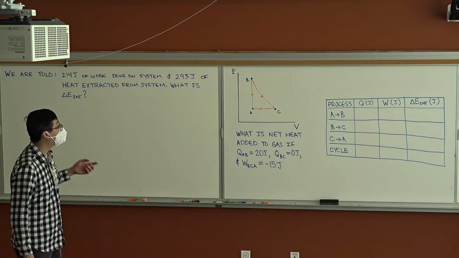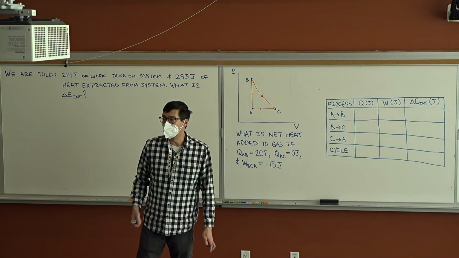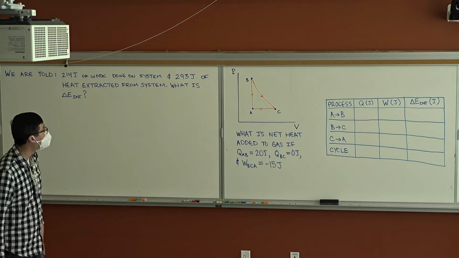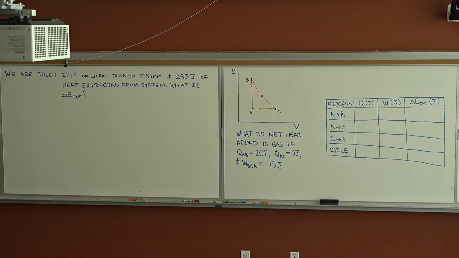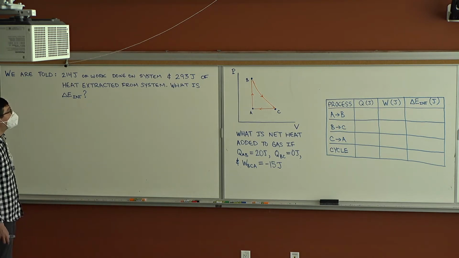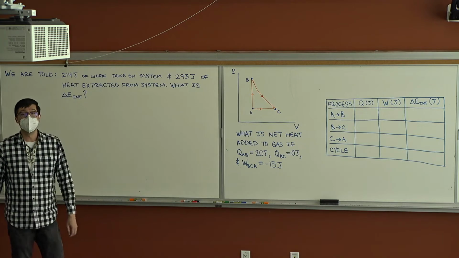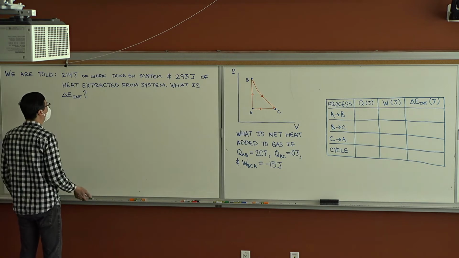So I wanted to do some problems with you guys around our first law of thermo. Let me know if you guys have questions. So start with this one. First, we are told that 214 joules of work are done on our ideal gas system, and 293 joules of heat are extracted from our ideal gas system. We want to know what is the change in internal energy of our ideal gas system.